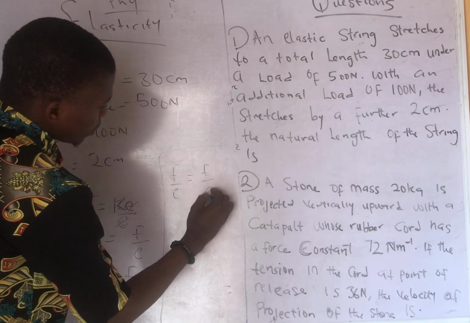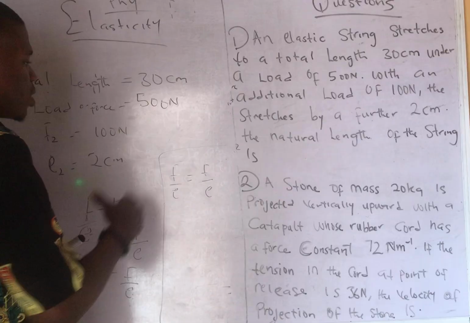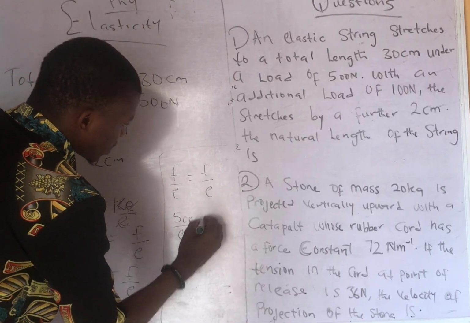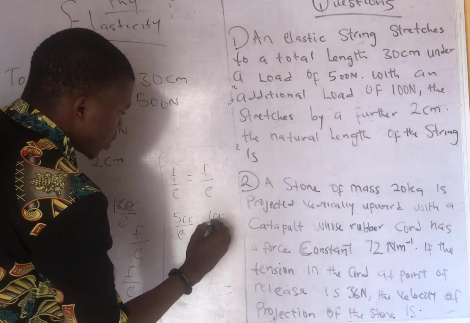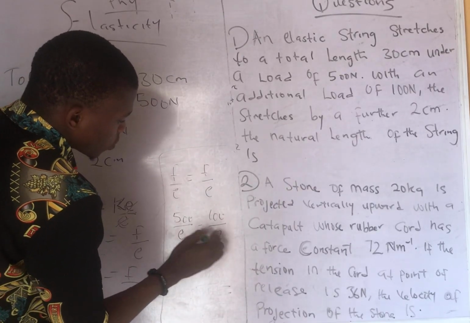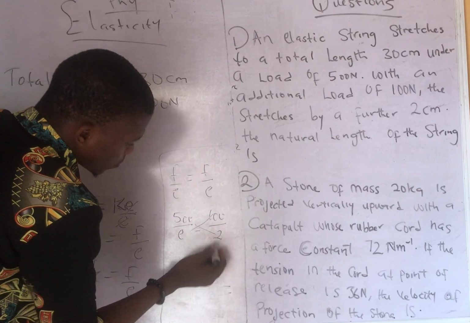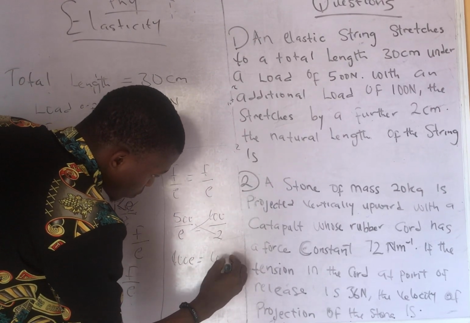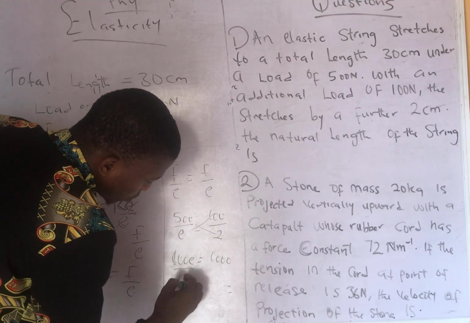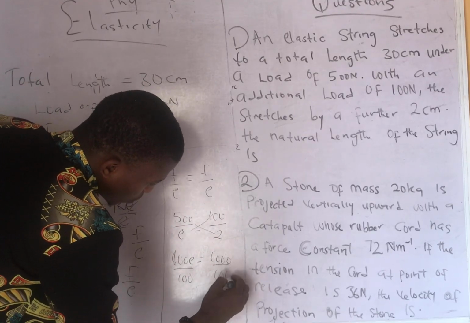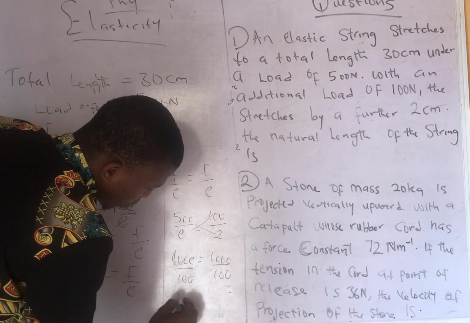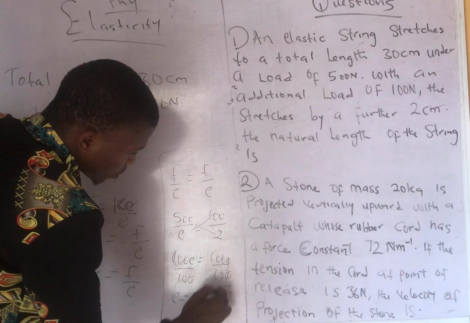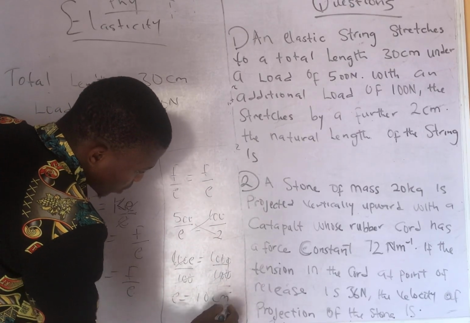There are two ways you can solve it. What is the first force? We have 500. We don't know the extension, so we are looking for the extension. For the second force, we have 100, and the extension is 2. So cross multiply: 100 e is equal to 1000. Divide by 100, 100 cancels 100, so our extension is now 10. So 0 cancels 0, which is 10 centimeter.